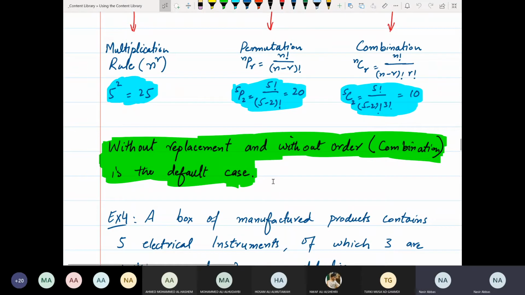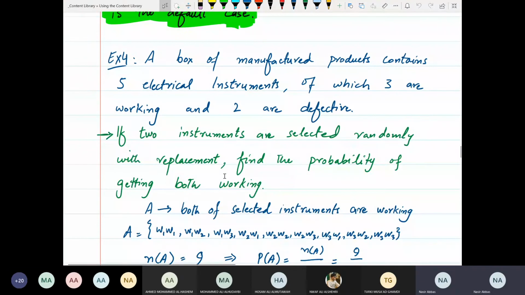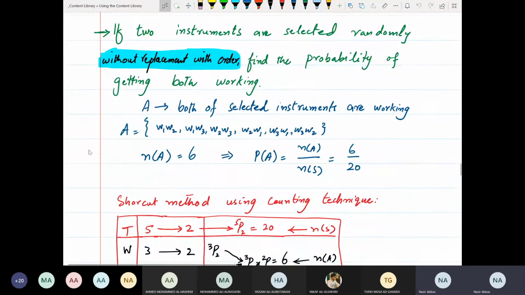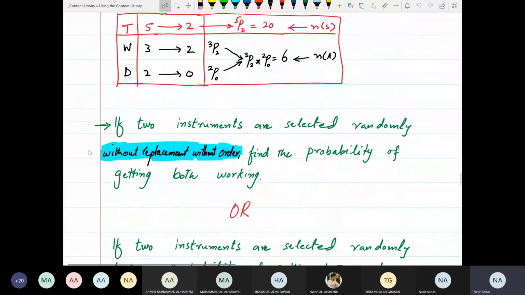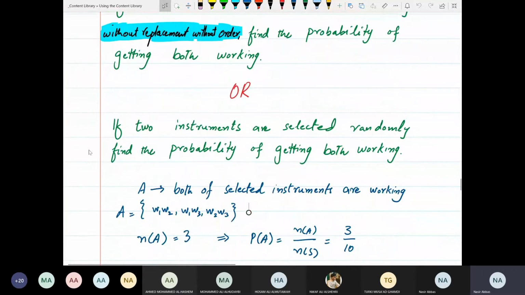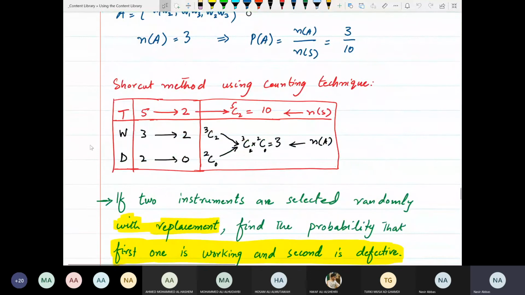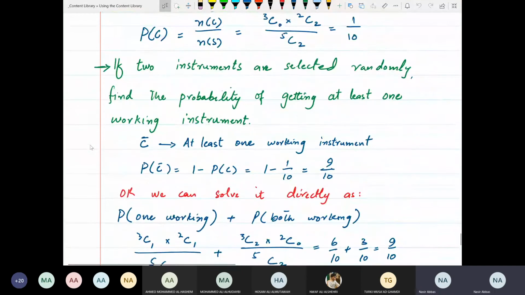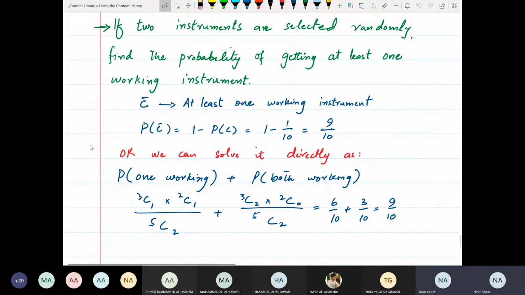So if there is no indication given in the question whether you are picking with or without replacement, whether the order is important or unimportant, you'll go with the default case. We did an example and we discussed several aspects of picking with and without replacement. At some points, we also discussed the use of the complement rule.